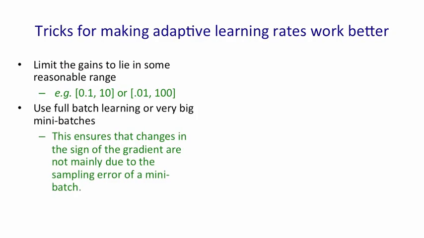The adaptive learning rates were designed for full batch learning. You can also apply them with mini batches, but they better be pretty big mini batches. That'll ensure that the change in signs of gradients aren't due to the sampling error of mini batches. They really are due to going to the other side of a ravine.